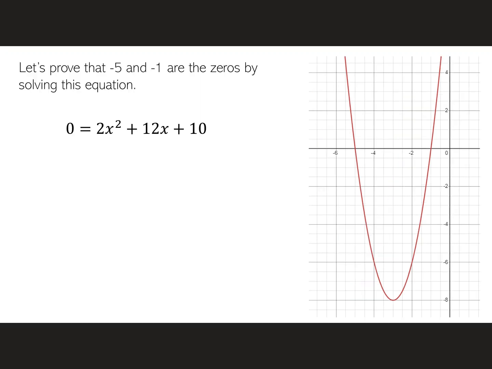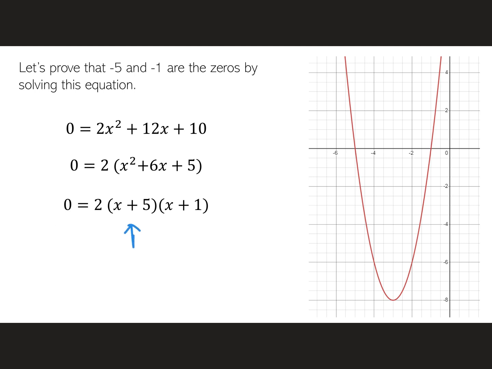But let's go ahead and prove that -5 and -1 are the zeros by solving this equation. So as you look at it, what would your first step be? Well, mine would be to factor out a 2 out of everything. Just divide them all by 2. Why would I do that? Well, because what's left over is really easy to factor because, again, my a value is just a 1. And I'm like, okay, the factors of 5 that add to be 6. What multiplies to 5 and adds to be 6? 1 and 5. And so here we go.